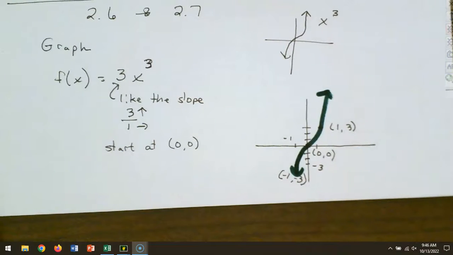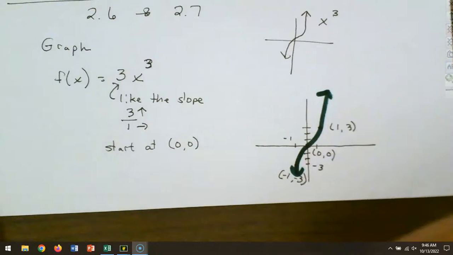And we're going to do several of these. This is a cube graph. Okay, the number in front represents the slope in a way. It's not technically the slope, but it behaves like the slope. Okay, let's try another one here. We'll try another one. This one's going to be a different function.